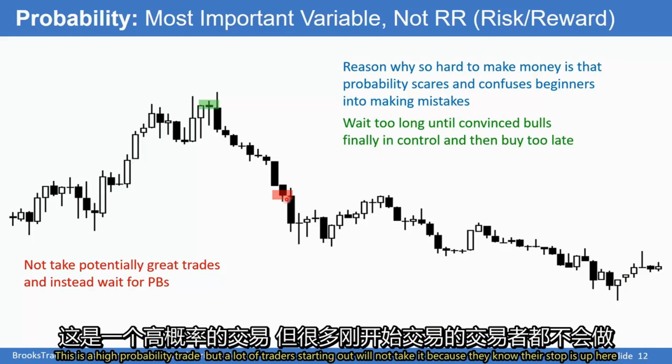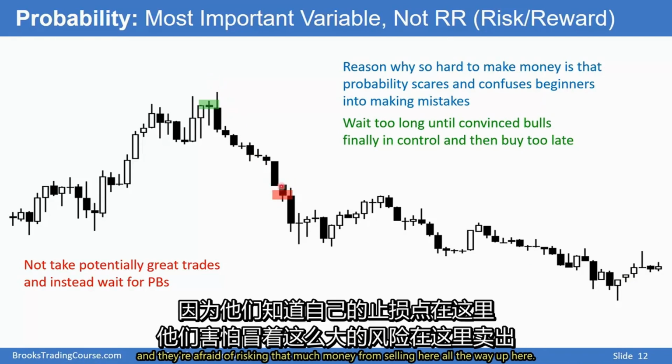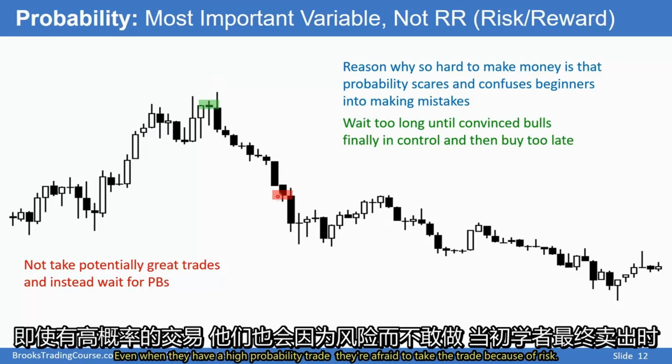This is a high probability trade, but a lot of traders starting out will not take it because they know their stop is up here and they're afraid of risking that much money from selling here all the way up here. Even when they have a high probability trade, they're afraid to take the trade because of risk.